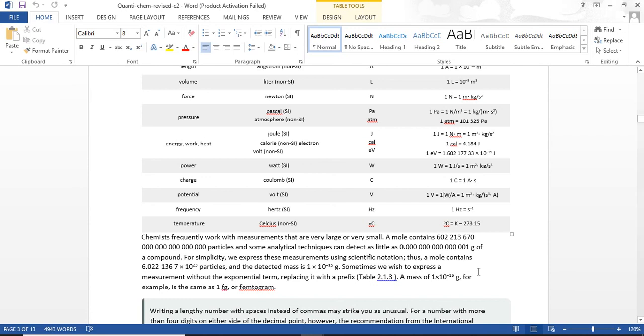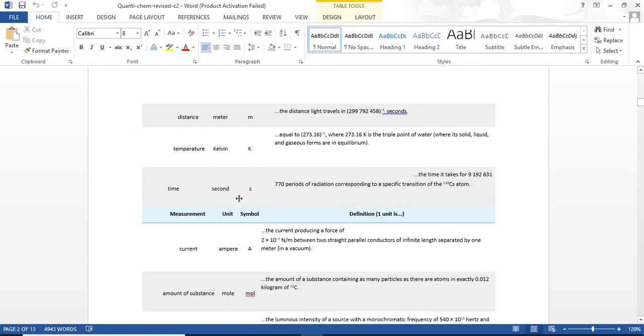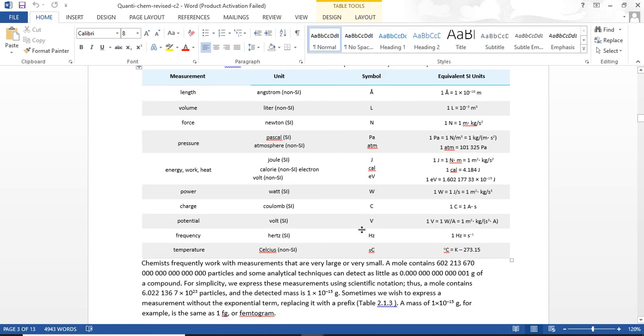Then for temperature, there is Celsius, but it is a non-SI unit. The standard international unit for temperature is Kelvin. Celsius is non-SI, degree Celsius. For the conversion factor, if you are given a Kelvin value and want to solve for Celsius, simply subtract 273.15 from the Kelvin value and you will have the Celsius value.